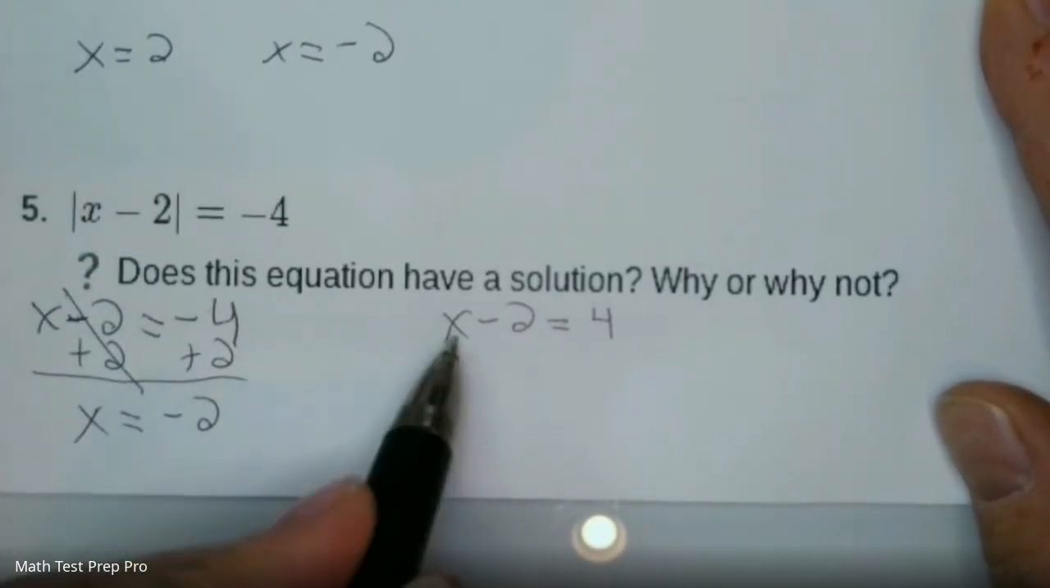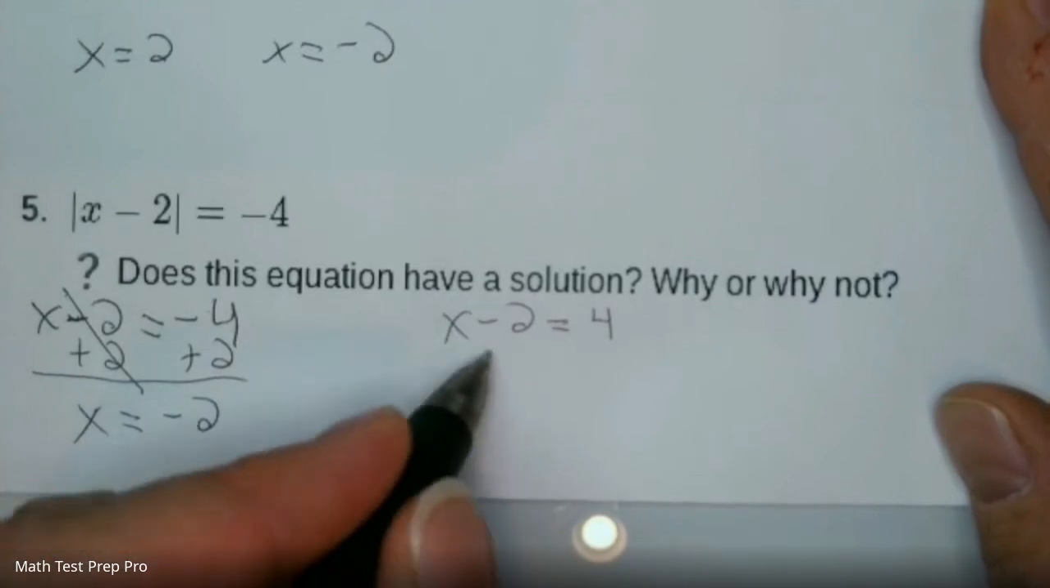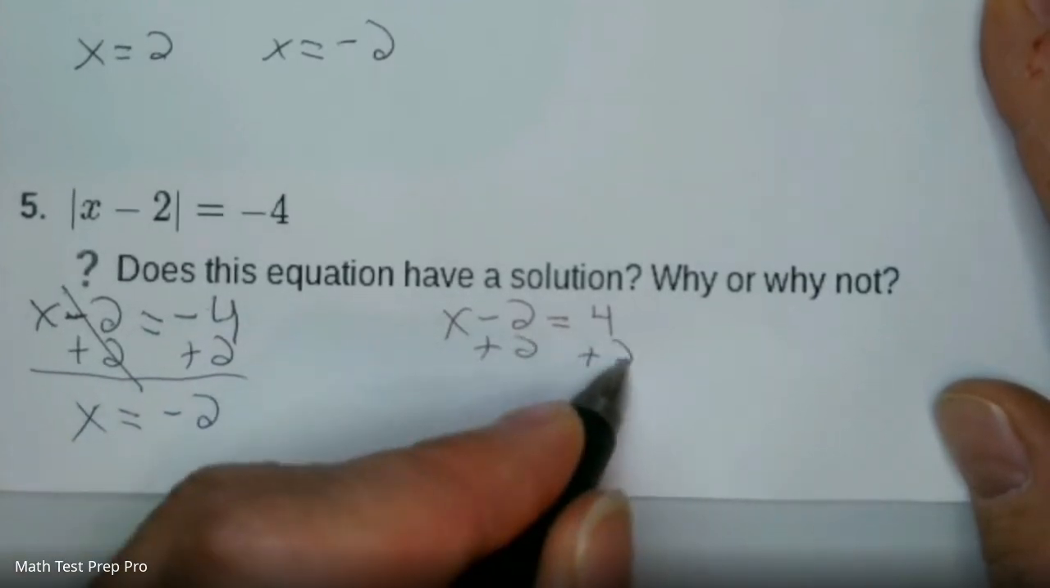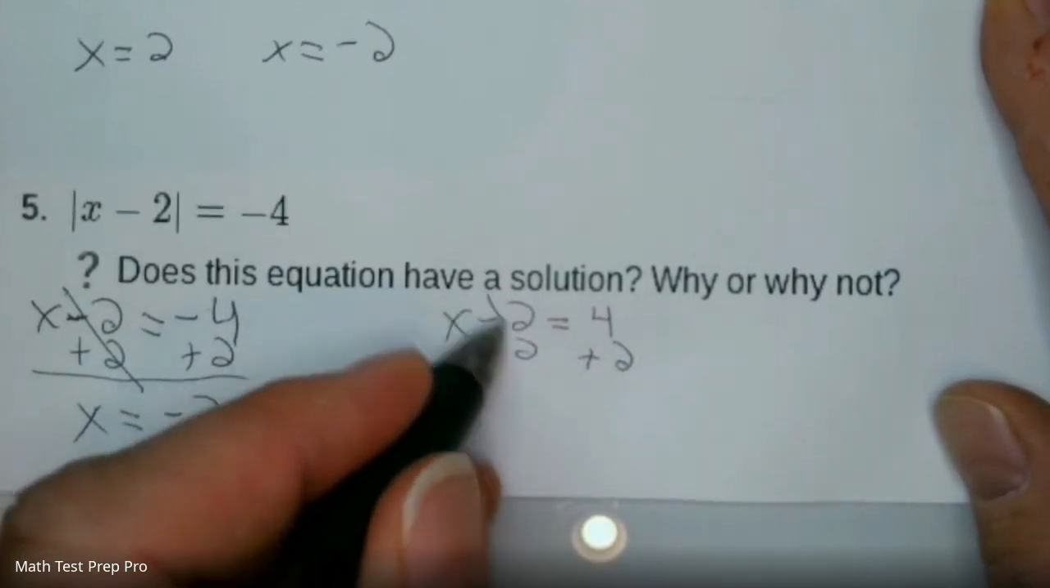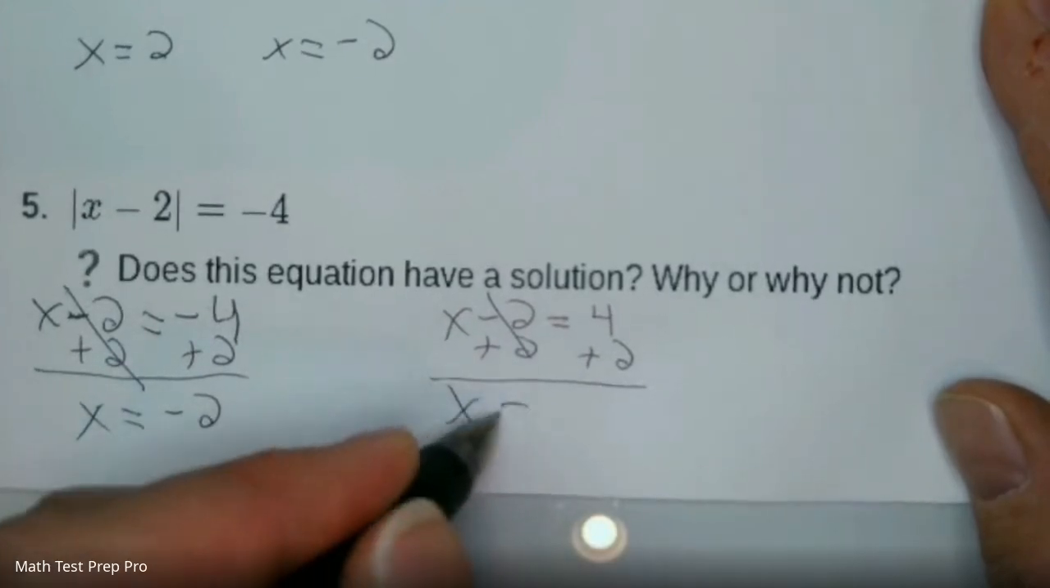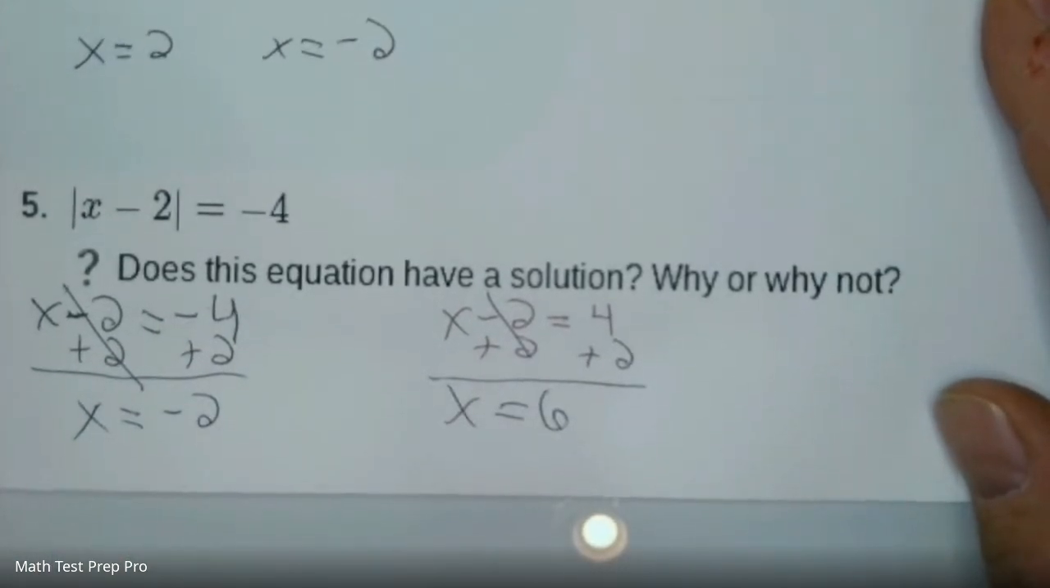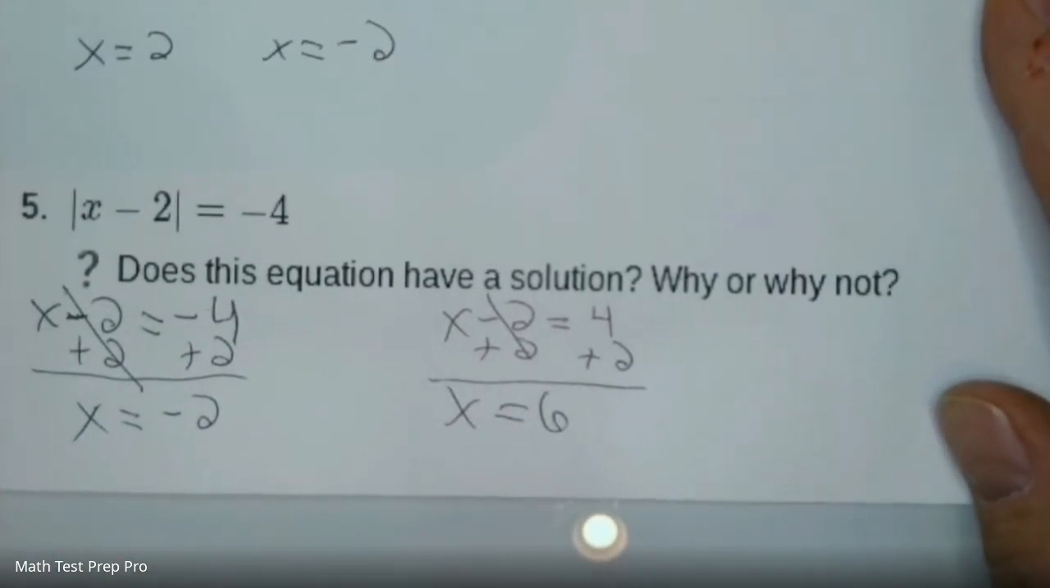So I'm going to come over here to this equation, x minus 2 equals 4. I'm going to do the same thing. Add 2 to each side. x equals 6. So we got two answers. We got x equals -2 and x equals 6.